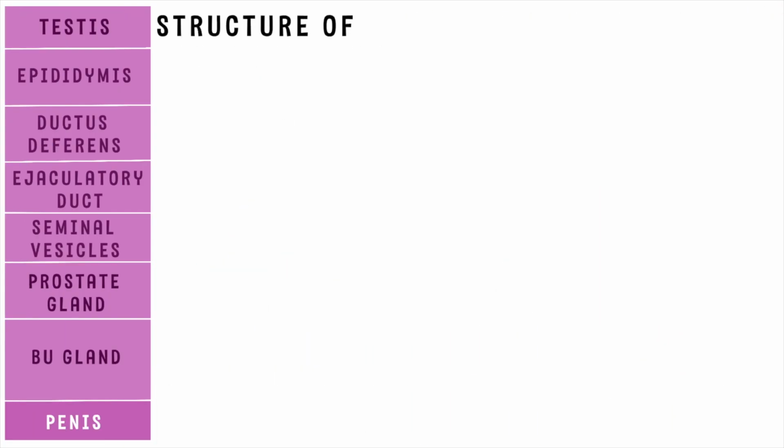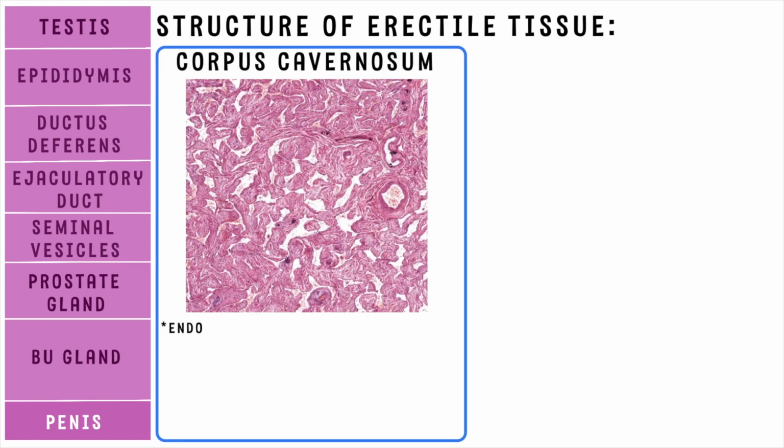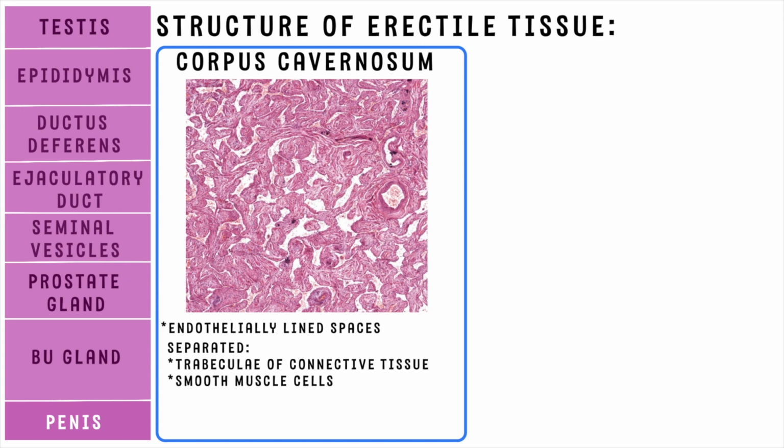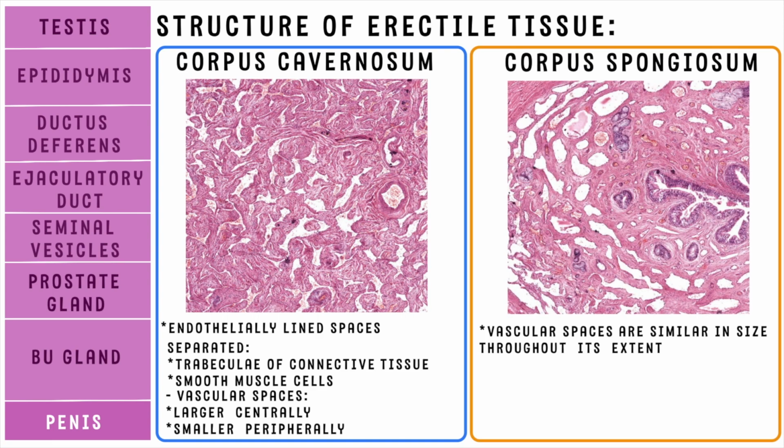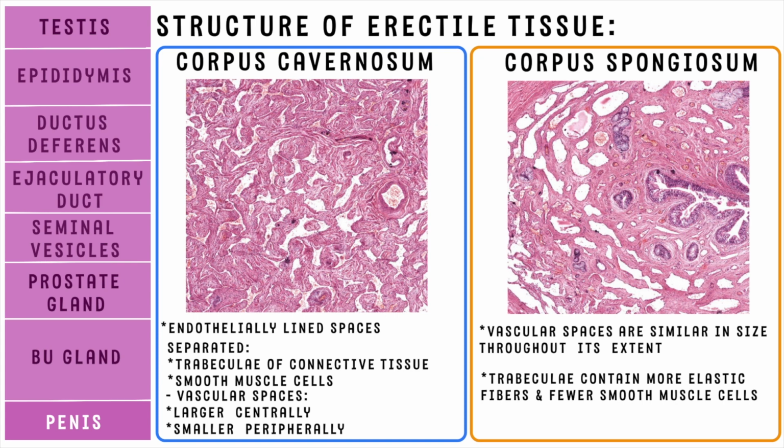Erectile tissue of the penis contains numerous variably shaped endothelially lined spaces that are separated from one another by trabeculae of connective tissue and smooth muscle cells. The vascular spaces of the corpora cavernosa are larger centrally and smaller peripherally, near the tunica albuginea. However, the vascular spaces of the corpus spongiosum are similar in size throughout its extent. The trabeculae of the corpus spongiosum contain more elastic fibers and fewer smooth muscle cells than those of the corpora cavernosa.